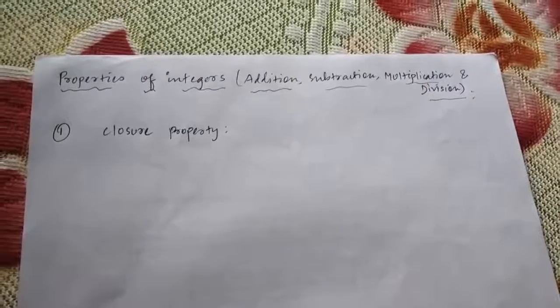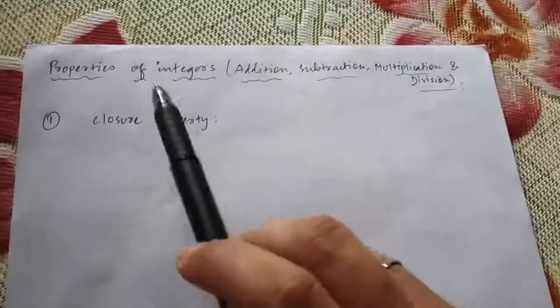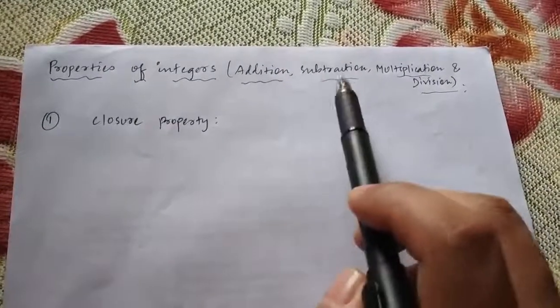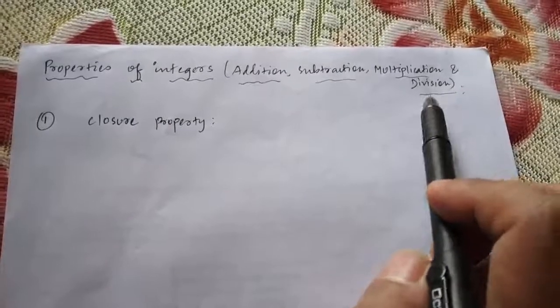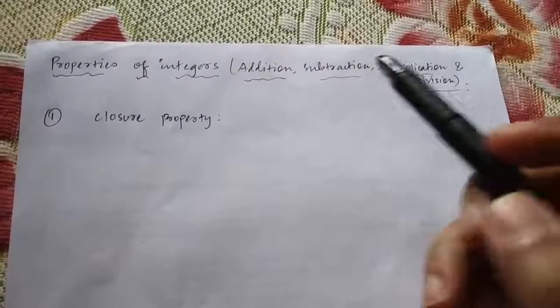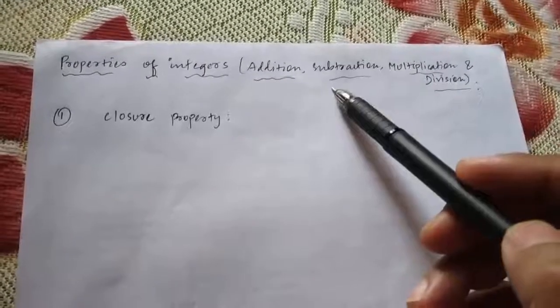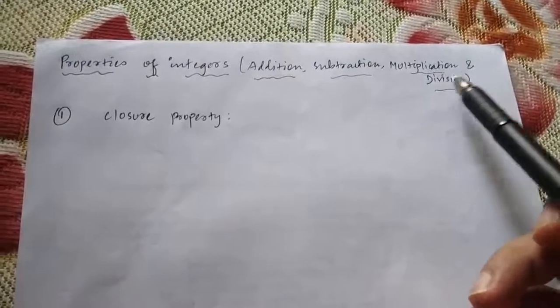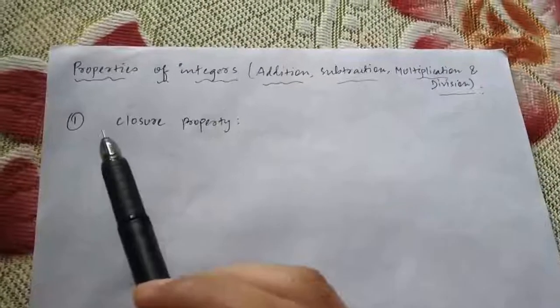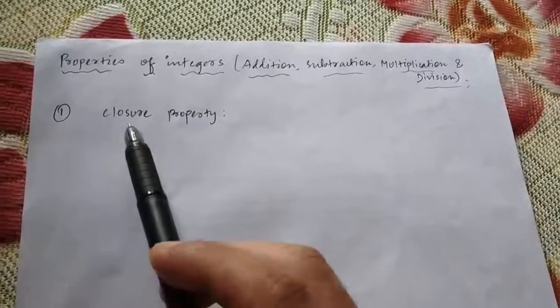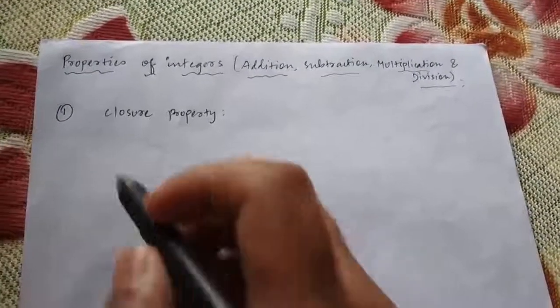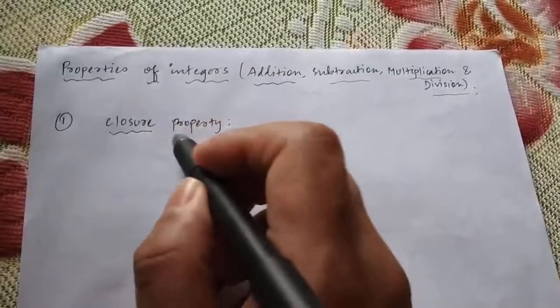Okay, so now we will start with the properties of addition, subtraction, multiplication and division. That is, what are the different properties related with the addition of integers, subtraction of integers, multiplication of integers and the division of integers. So our first property is the closure property. So first we have to know what the closure property is.